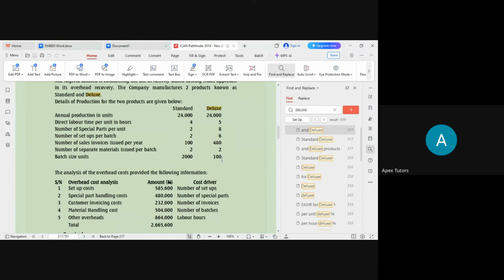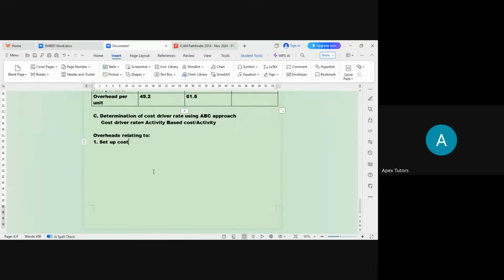Now, when you know the number of batches, the number of setups per batch will now be what? If you are having 2 setups per batch for standard, and you're having 6 setups per batch for the loss, overall, what will be the number of setups based on the batch? Let's show the working. Let me show the working here.